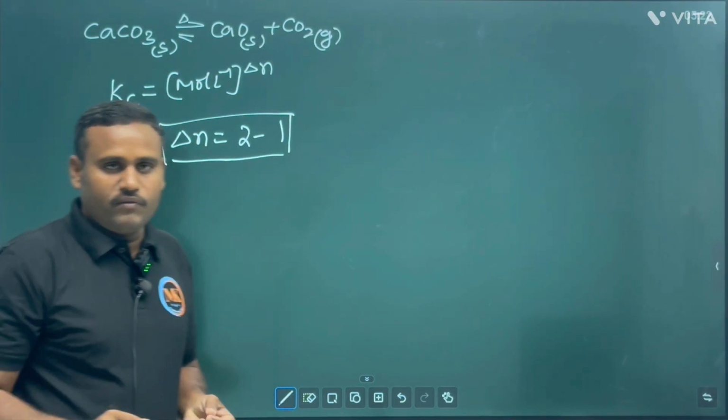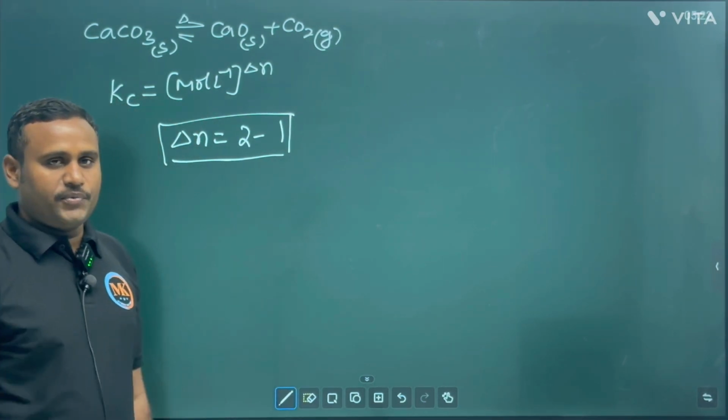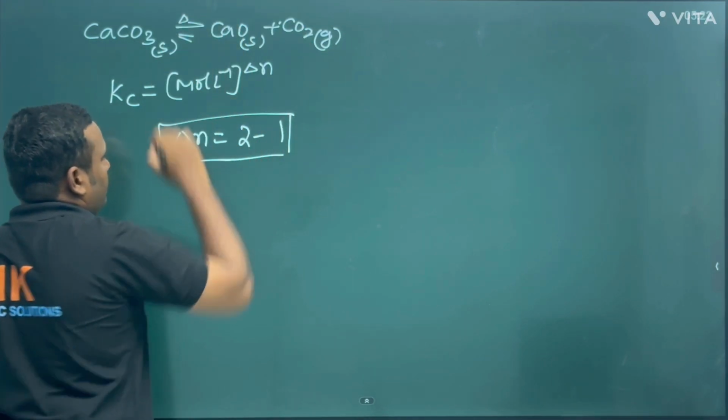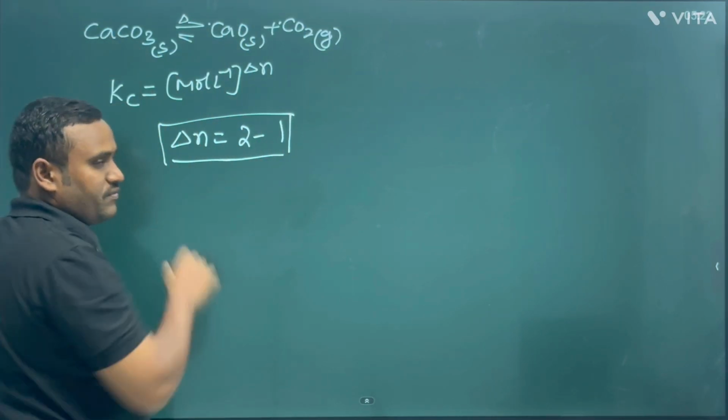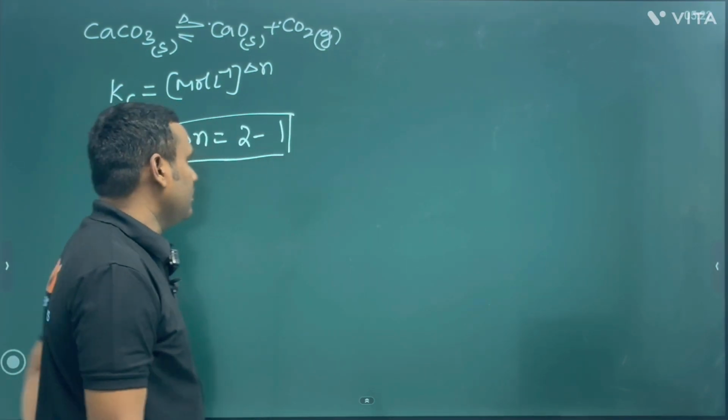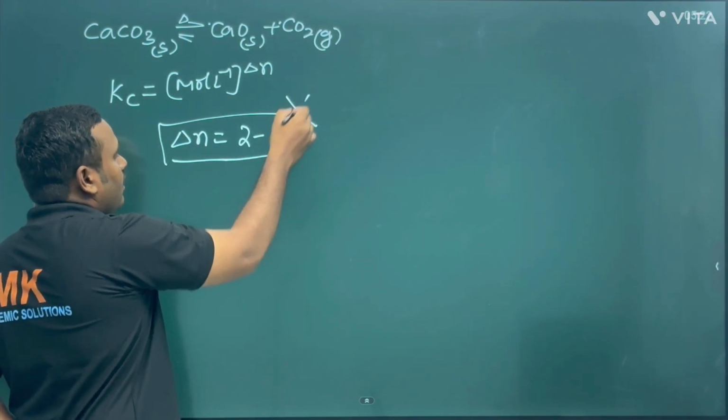Simply, they will forget the concepts we taught previously. Simply, the number of moles of products is 1 plus 1, 2, and here the number of moles of reactants is 1. So they will write 2 minus 1 like this, but this is absolutely wrong.